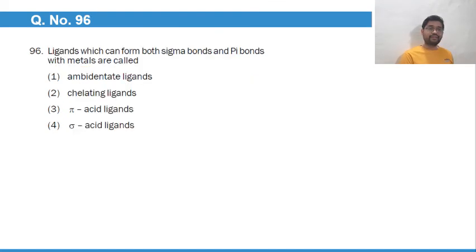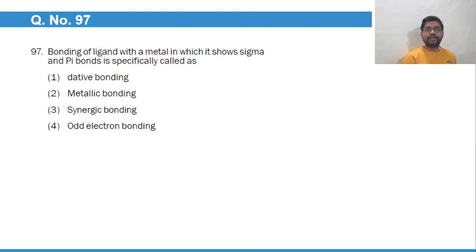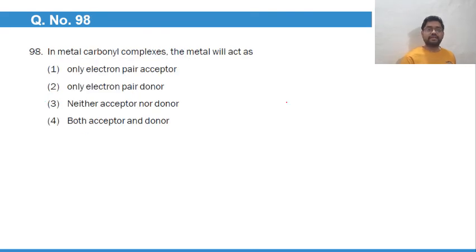Next. Ligands which can form both sigma bonds and pi bonds with metals are called pi acid ligands. Question 97: bonding of a ligand with a metal in which it shows both sigma and pi bonds is especially called synergic bonding. Question 98: in metal carbonyl complexes, the metal acts as an acceptor and donor both. We'll go with option number 4.